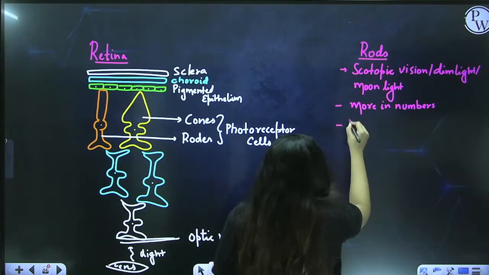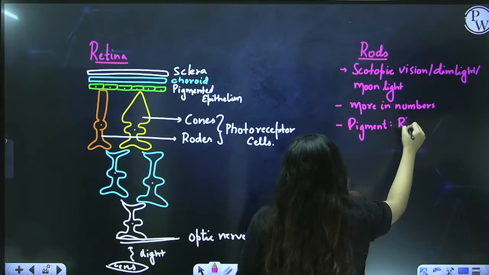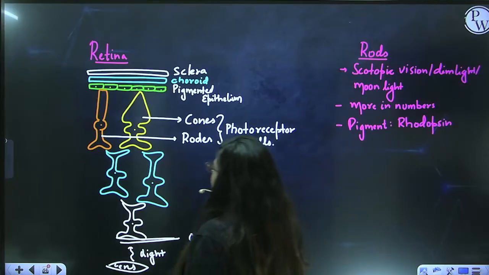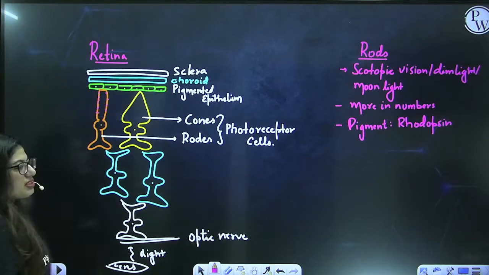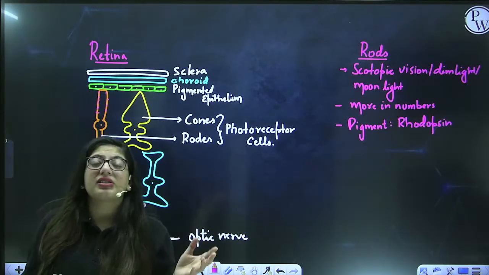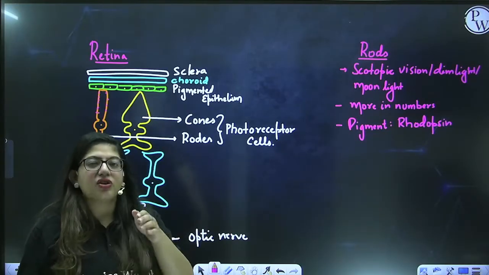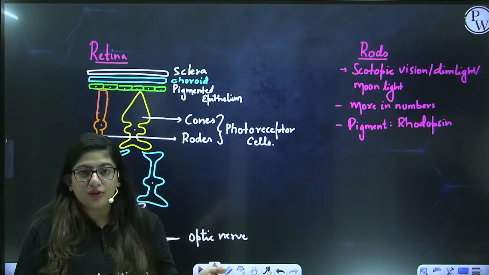They contain a pigment, and the name of the pigment is rhodopsin. For example, if this is a rod, in this inner wall of the rod, these pigments will be present. So they are present in the inner walls. Okay. So when the light strikes these pigments, what happens to them? And how are they going to stimulate your brain?